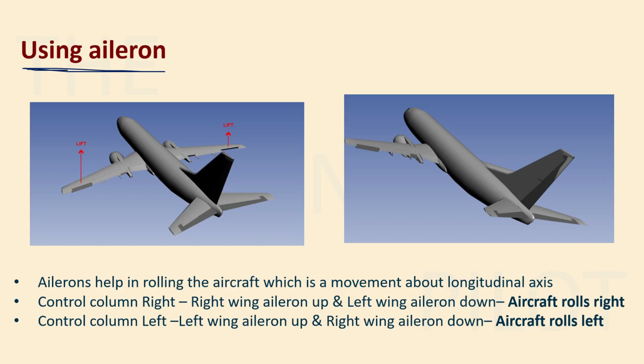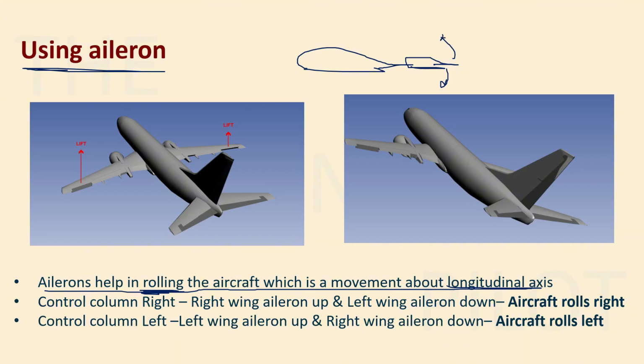Then we have the ailerons. Ailerons help us in rolling the aircraft, which is a movement about the longitudinal axis. They also work by the same principle that I mentioned. If you move it downward, the angle of attack increases and the lift increases. If upwards, the angle of attack will decrease and the lift will decrease, right? So this exact principle will apply here, but the difference is that the ailerons are in pairs. So you have one aileron here and one aileron here.